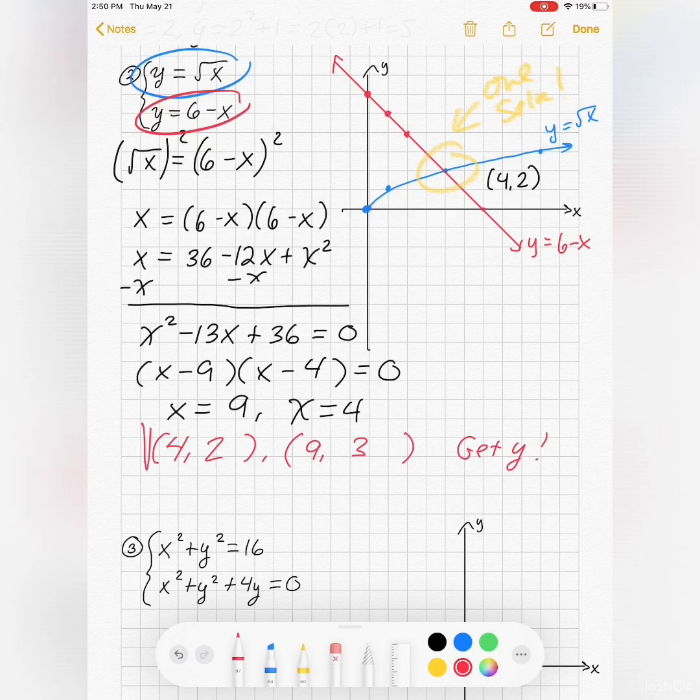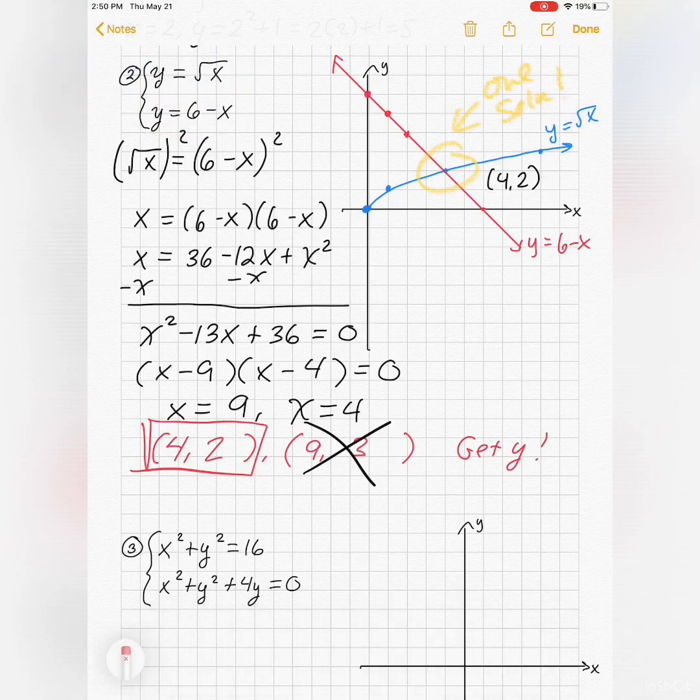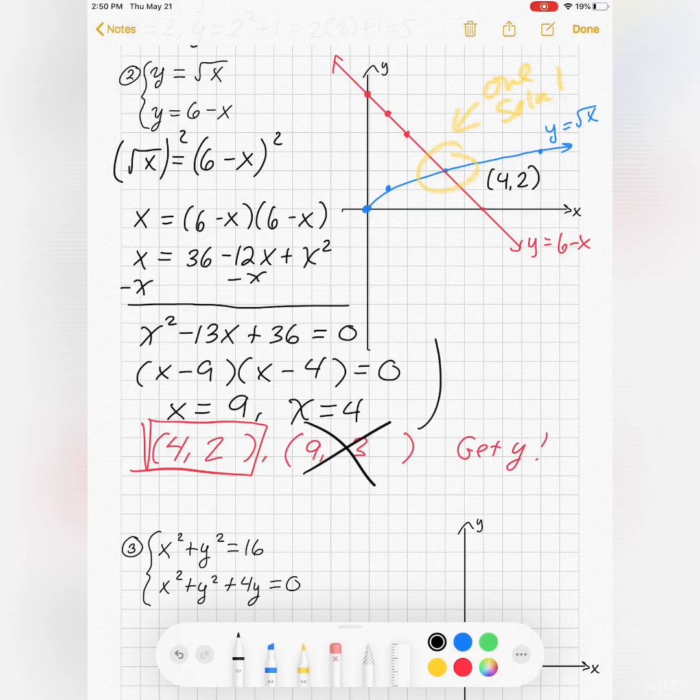Okay, so how would I have known algebraically that this guy, 9, 3, is extraneous? Well, remember that a solution has to satisfy both equations. So if I plug that in here, the square root of 9 is 3, looks good. But 6 minus 9 is -3, not 3. So you see how the second equation is actually not satisfied.